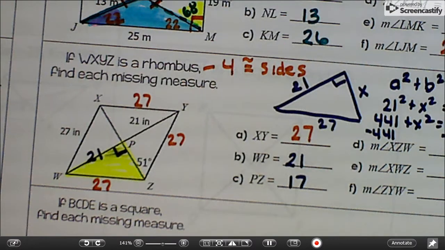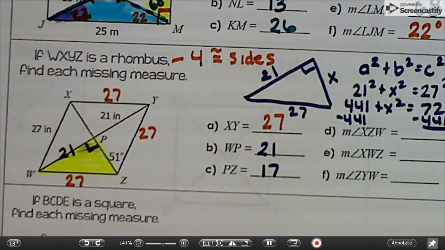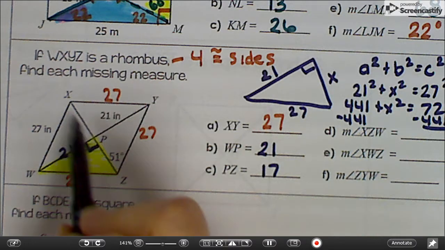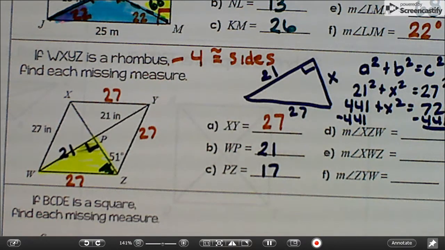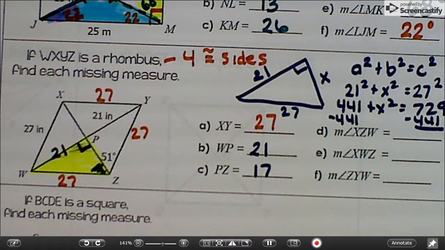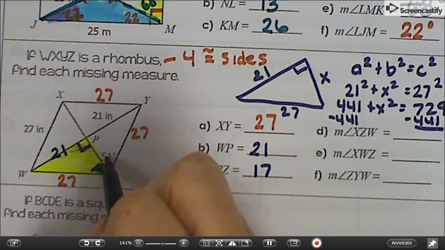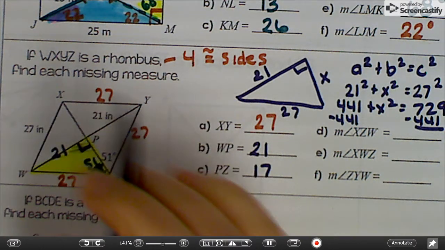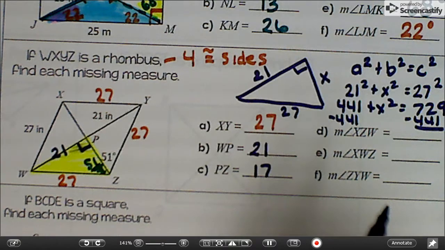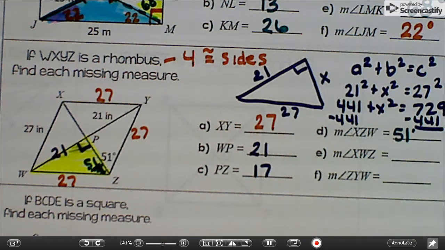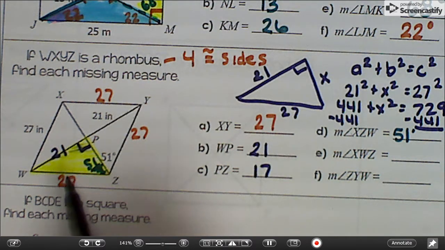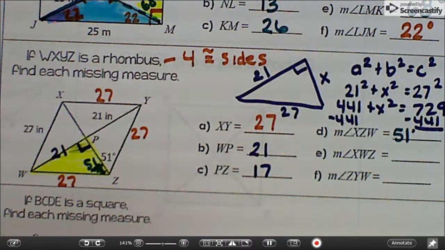Now let's look at the angles. Angle XZW is right here. In a rhombus, diagonals bisect the angles. So if this is 51, sorry, then that's 51. So they're both 51 degrees. Angle XWZ is this whole thing here.